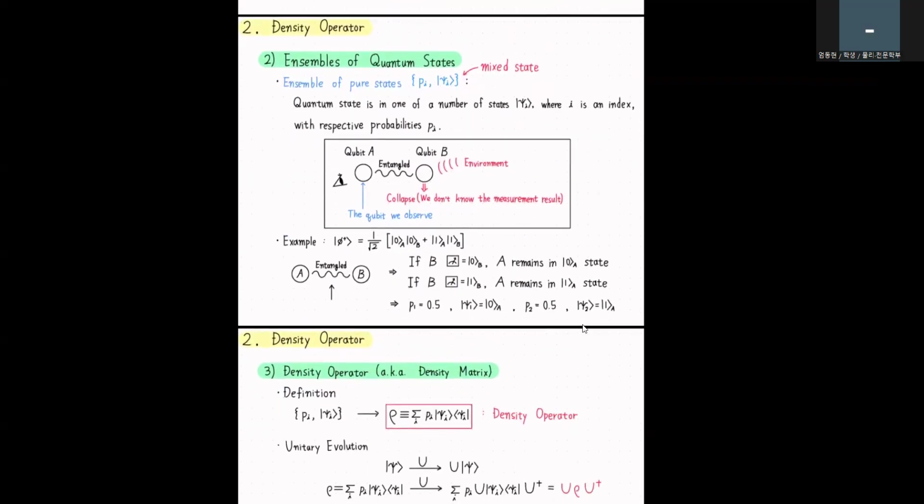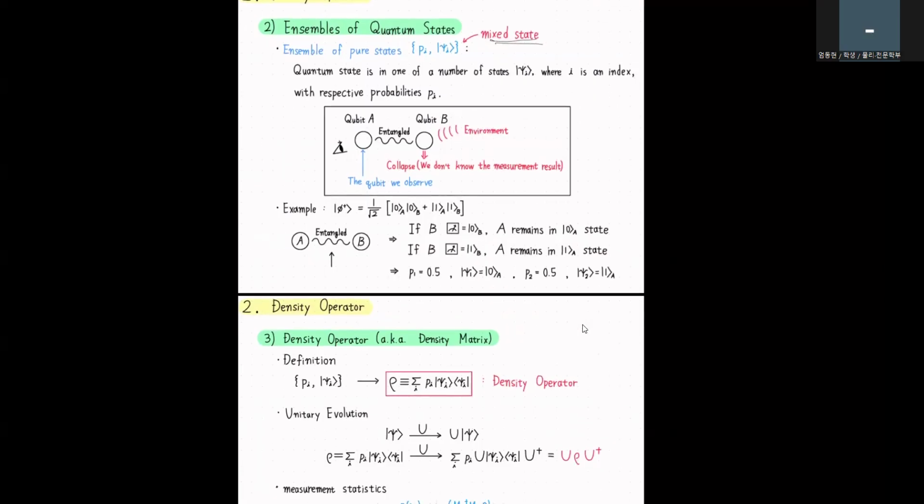Now, in this case, we can represent the situation as an ensemble of different possible quantum states, depending on each scenario. So if a quantum system is in a number of states, psi_i, where i is an index, with respective probabilities p_i, you can define what's called an ensemble of pure states, which is basically a set of each of the possible different states and the probabilities according to different scenarios. And we call this ensemble a mixed state.